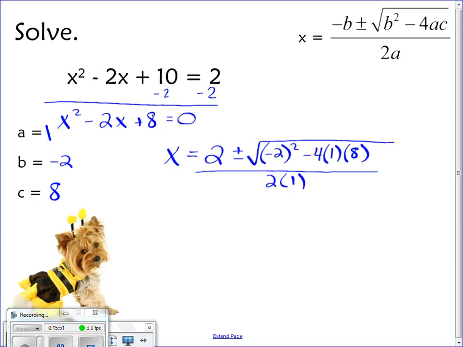All right, let's clean up underneath the radical. So we get 2 plus or minus radical negative 28 all over 2. All right, we got to talk about a couple things at this step. Some students like to simplify and divide by 2 because they're like, oh, look, a 2 and a 2, right? That's what they like to do.